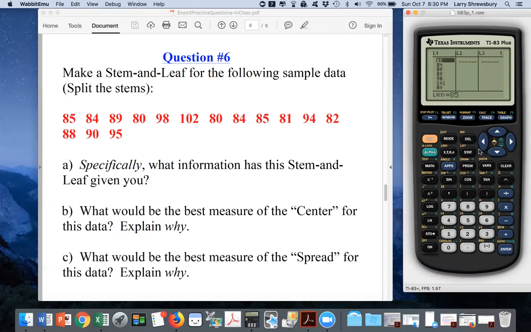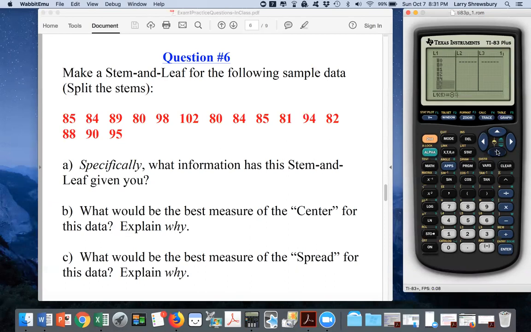Okay, so if you want to follow along, I'll press Stat, and I'm going to sort in ascending order because it makes it so much easier. Second 1 for list 1. And then I go back in there. So it's clear to me that the leaves start at the 80s at 8, but we're going to split the stems, so I'll have 2 rows for the 8s.